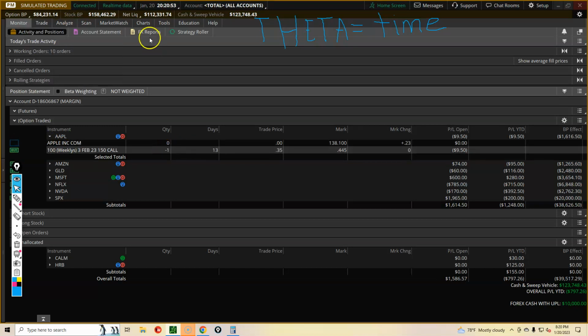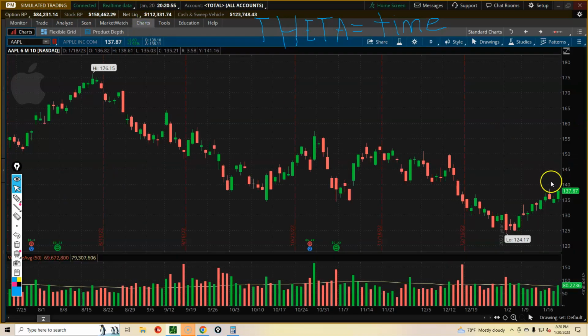Now, what if that doesn't happen? If it doesn't happen, I'm going to have to make a decision sometime before 150. And that decision is going to be, when am I buying 100 shares? Am I going to buy 100 shares at 145? Am I going to buy 100 shares at 148? Am I going to buy 100 shares at 149.50?